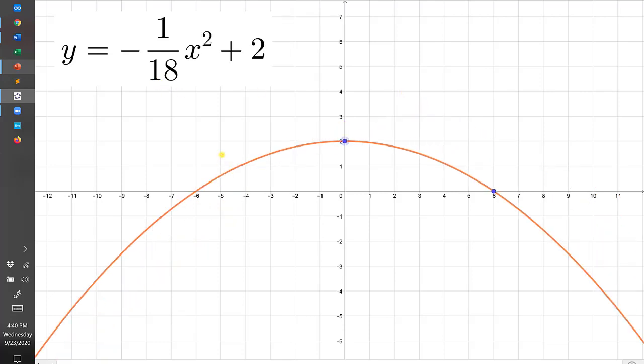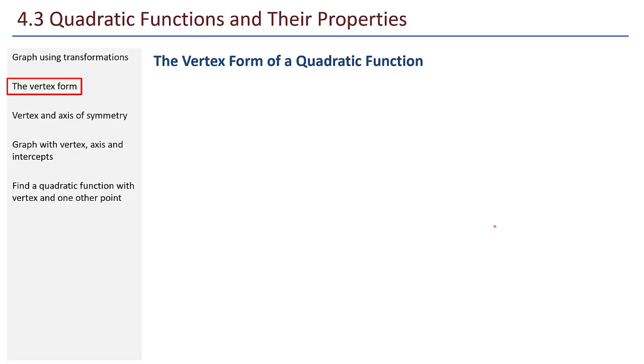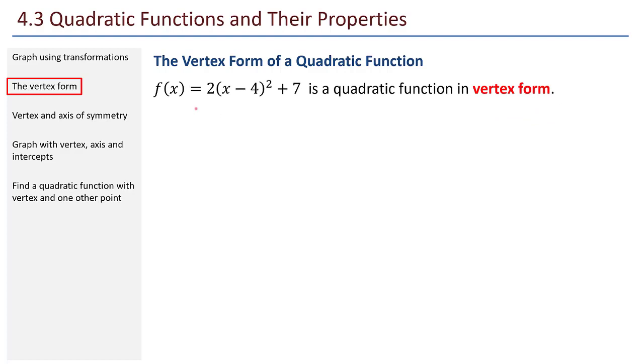Okay, let's return to the slides. The vertex form of a quadratic function. Take a look at this. f of x equals 2 times (x minus 4) squared plus 7. This is a quadratic function in vertex form. This looks like those transformations we were just looking at.